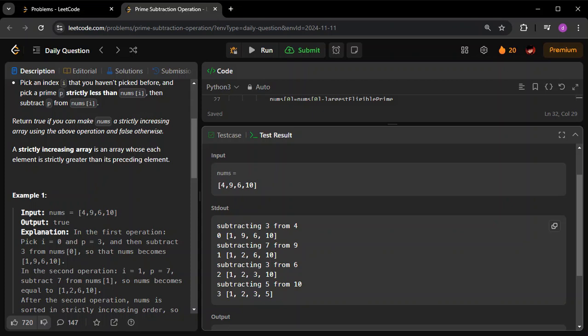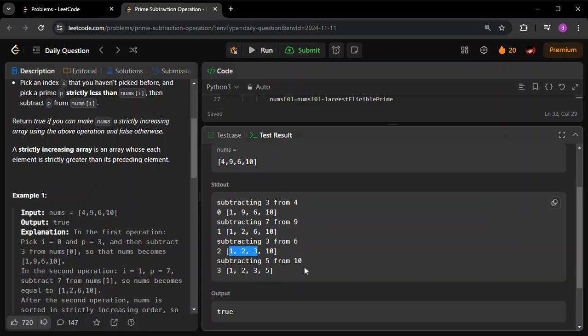Next is 6. So I will subtract 2 from 6. I'm going to get 4. So I need to find the biggest prime number less than 4. What is that? It is going to be 3. So I will subtract 3 from 6 now. What I'm going to get is 3. So I will add 1, 2, 3 here. As simple as that.